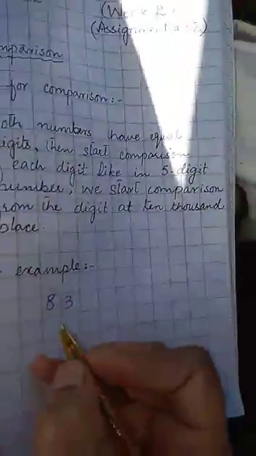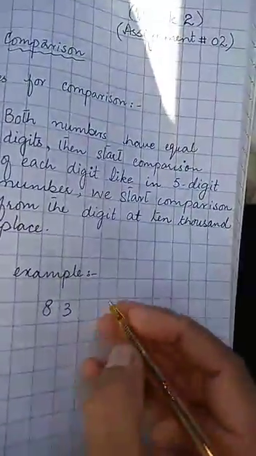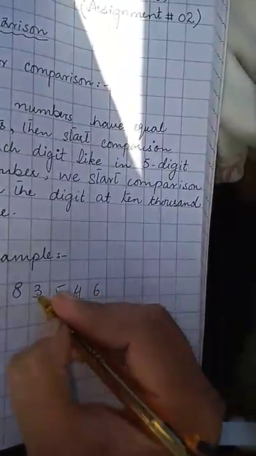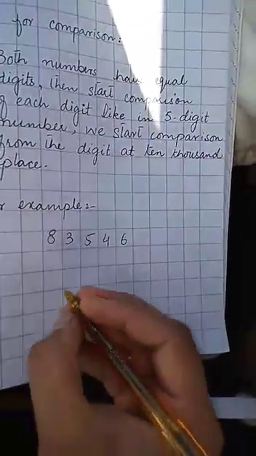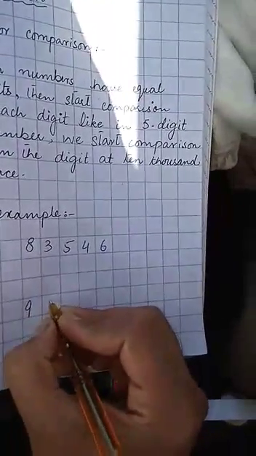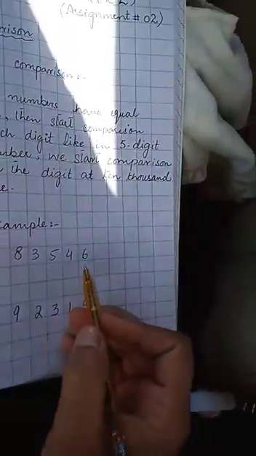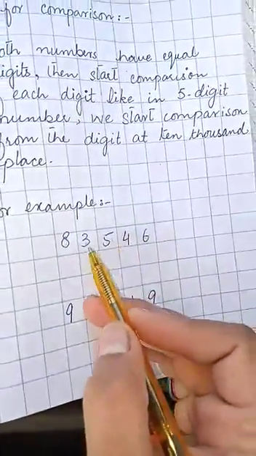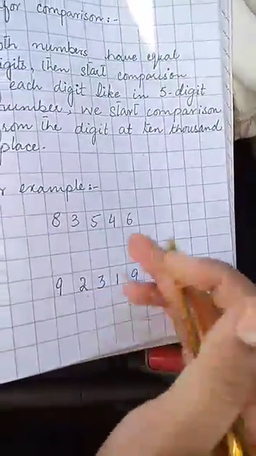Now take the example. As this whole chapter is about the 5-digit number, we start with 83546, 1 2 3 4 5. These are the 5 digits, and the other number which we take is, let's suppose, 92319. Now let's count its digits. Its digits are 1 2 3 4 and 5. 5 digits, 1 2 3 4 5. Now these both numbers have equal digits.